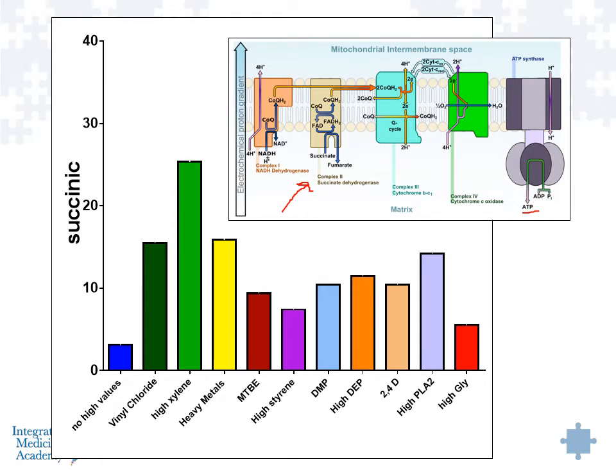So one of the things to consider when you do see high succinic is to run a GPL tox, which is also called a non-metal chemical profile, and also consider heavy metal testing as well.